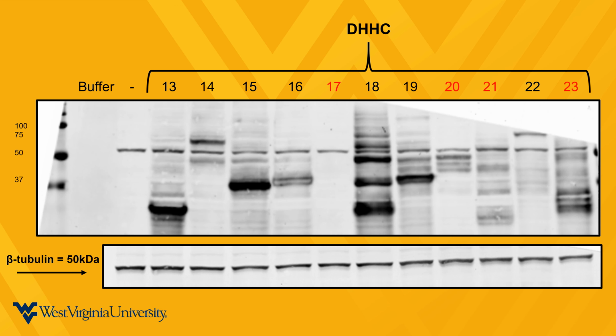And here are the rest of the results. These are DHHCs 13 through 23. Again, we determined which ones worked and didn't work, and you can see the very dark bands that we were looking at specifically.